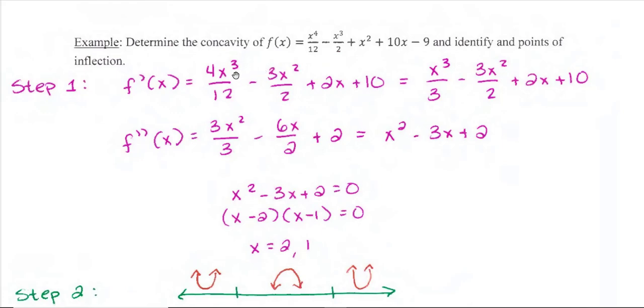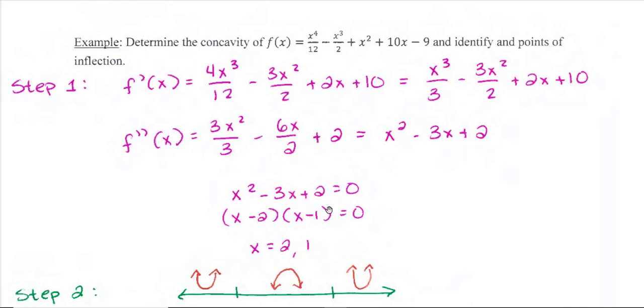So we'll take the first derivative, which is going to be 4x cubed over 12, minus 3x squared over 2, plus 2x plus 10. This will reduce to x cubed over 3, minus 3x squared over 2, plus 2x plus 10. Now we can take our second derivative. And again, this 3 and this 2, these are just coefficients. They can just carry through. So that's going to give me 3x squared over 3 minus 6x over 2 plus 2, which will reduce to x squared minus 3x plus 2.